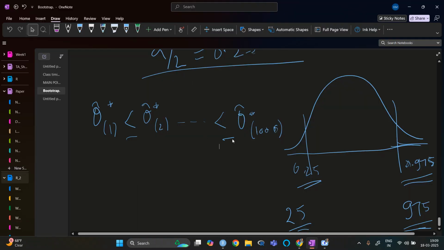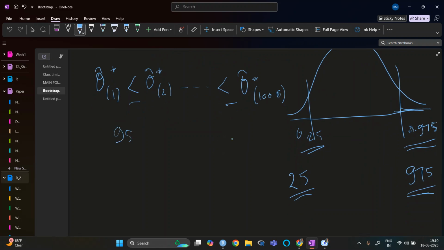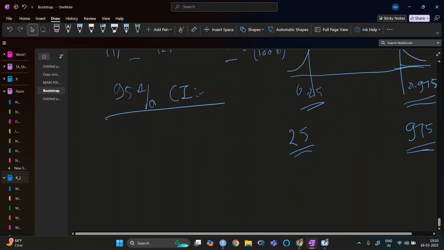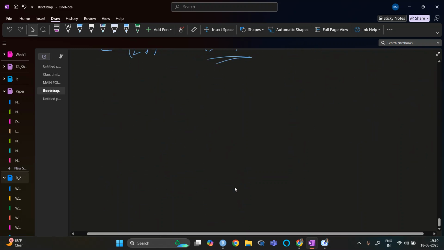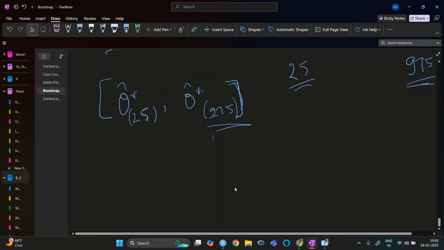Once you have the data sorted, to find the 95% confidence interval we will have theta cap star 25 to theta cap star 975. Now this is nothing but our confidence interval. So this is our 95% confidence interval, based on the percentile method.